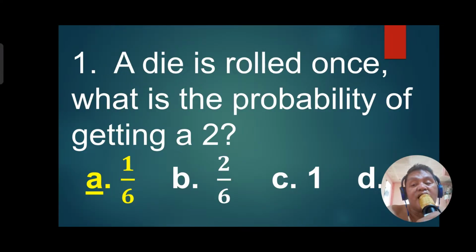Number 1. A die is rolled once. What is the probability of getting a 2? There are 6 cases of a die. So we have only one outcome in getting a number 2, and there are 6 outcomes in the sample space. We have 1, 2, 3, 4, 5, 6. So we have 1 over 6. And the probable answer here is 1 over 6.